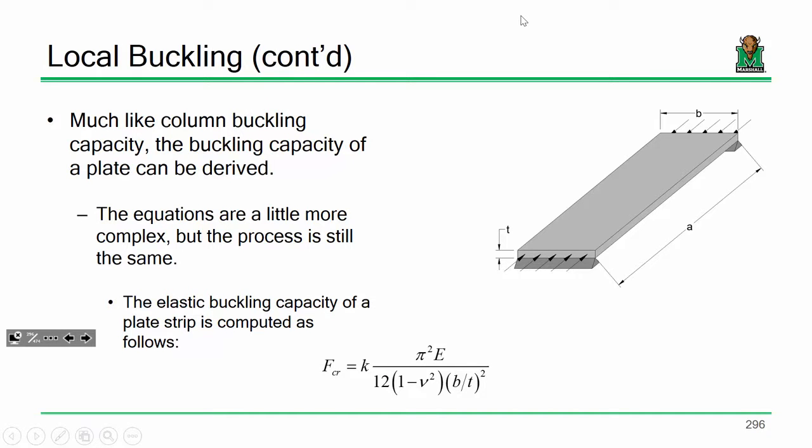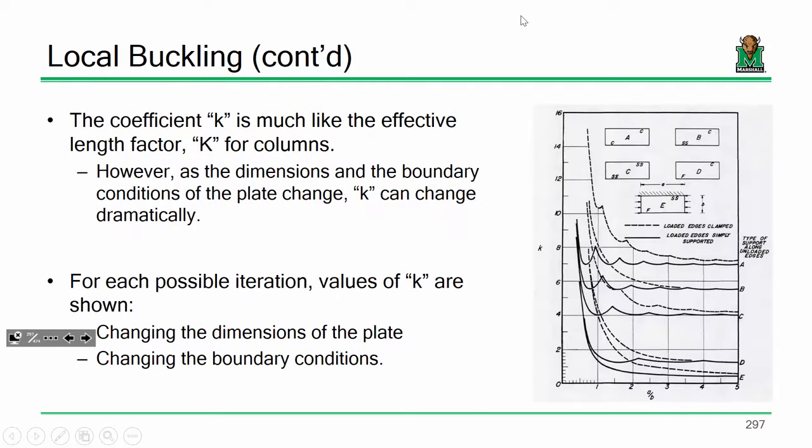For instance, we have our Young's modulus. We have nu, which is our Poisson's ratio. Y'all remember that from materials. And then we have B over T, which is just sort of a width to thickness ratio for the plate. Everybody okay with that? Now, this term K is kind of like an effective length factor, but it is really heavily dependent on the dimensions of the plate.